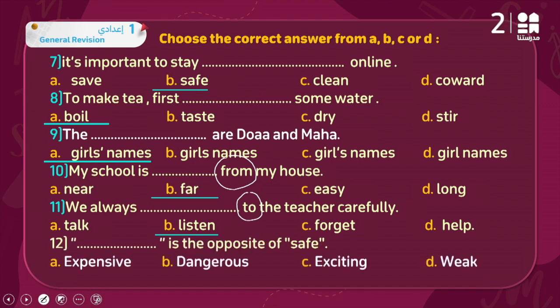Number 12. Space is the opposite of safe. I have just said it in number 1. Yes, it's dangerous. خطر ده العكس بتاع كلمة safe اللي هي آمن. Then read the following and then answer the following questions.